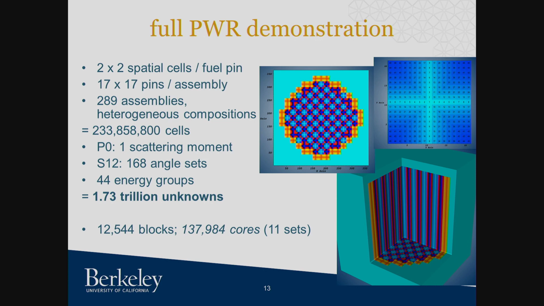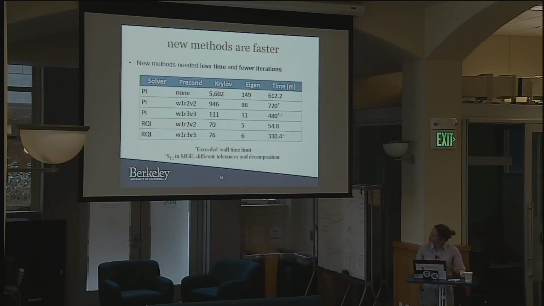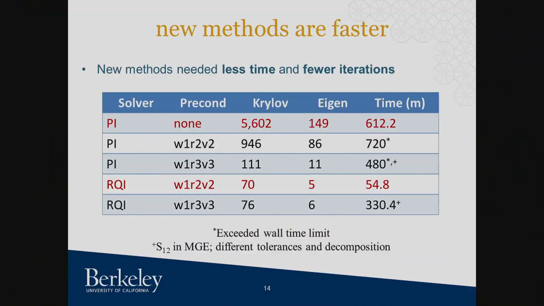And for the results I'm going to show next, we used about 140,000 cores. And we found that the new methods use less time and fewer iterations. So that was a pretty big win for my PhD thesis.